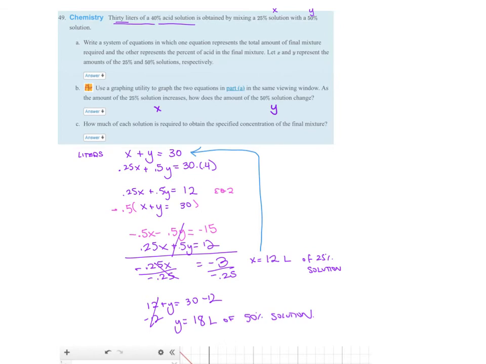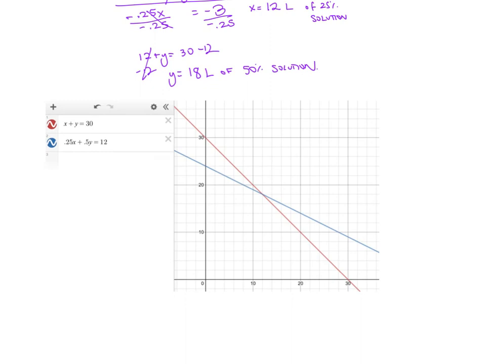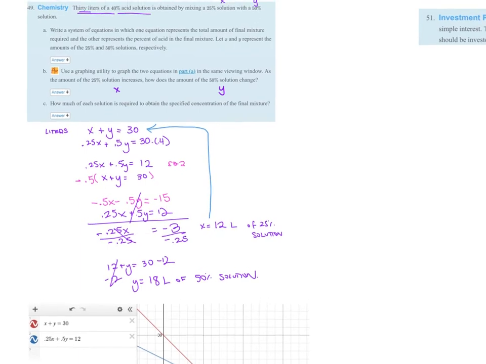So let's take a look at our equation here. Looking at this equation, it's going to be the blue, so 30. I know this is the amount of each liter of the solution, but it's actually the same here, right? So as x increases, the 25% solution increases, what happens to the 50% solution, which is our y value? So as x increases, y decreases. Okay, so that's part B.